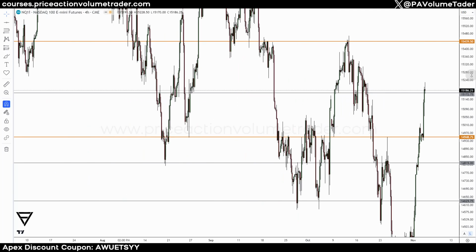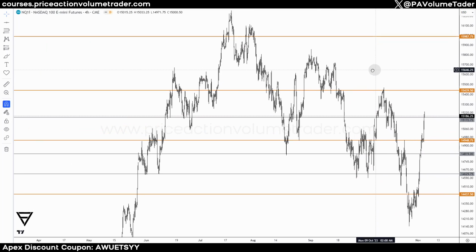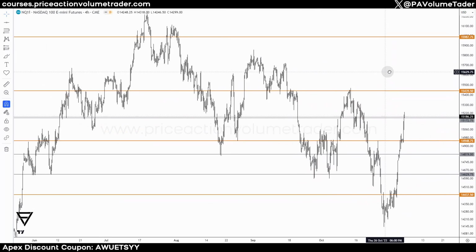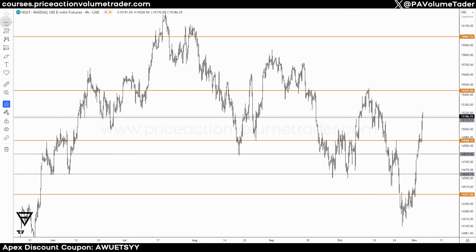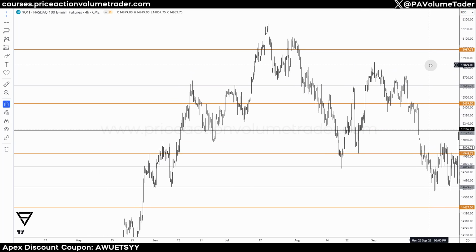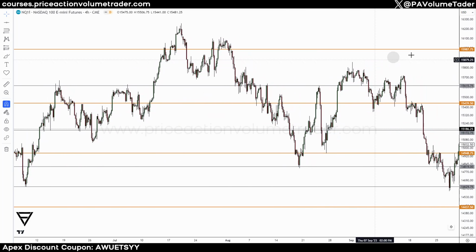And then above that, probably just apply one more level, because again, I don't want to get too far away from price, because it doesn't really make sense to focus so much on areas that are very far away. This one right here is a nice one. You can see resistances, supports, resistance, support, etc.